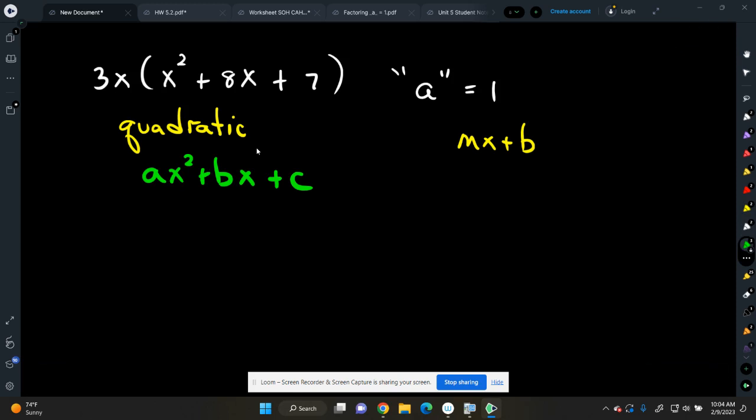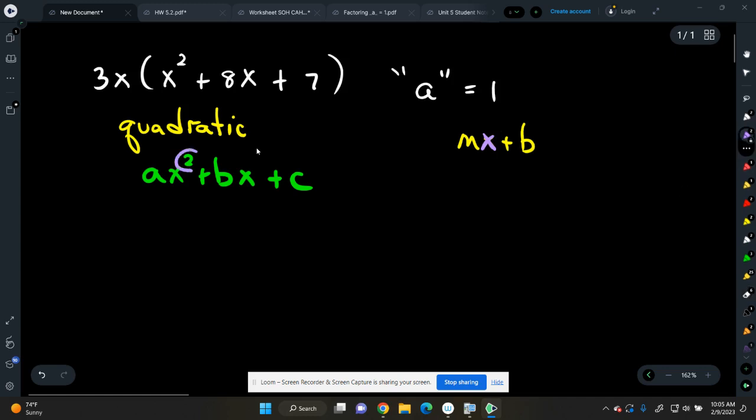Now, we will learn more about what to do with the a, b, and the c later, but this is a quadratic. The most notable difference in these expressions is that the x on a linear expression has an exponent of 1, or when we look at it, it looks like there's no exponent, right? But it's an exponent of 1. The exponent on a quadratic is a 2. That's the difference. That's how we know this is quadratic.